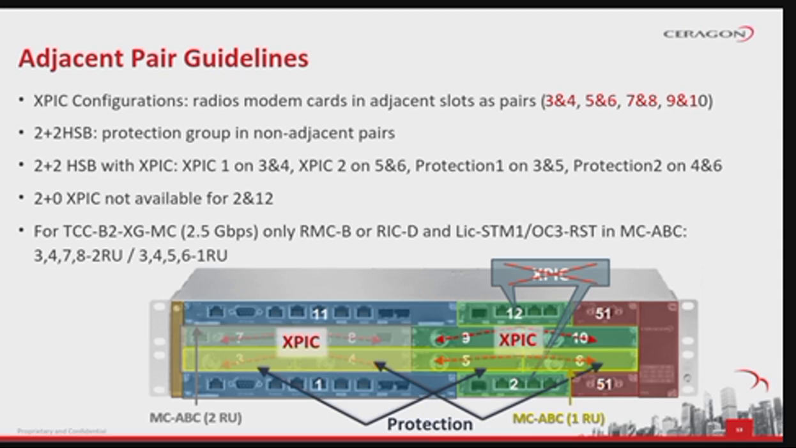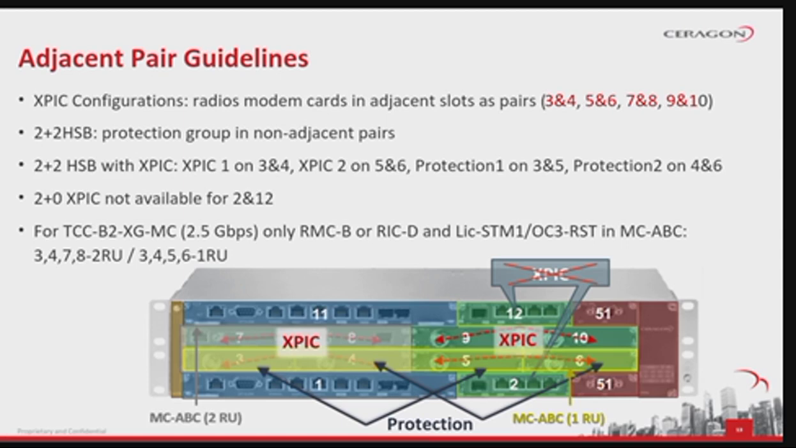When using a TCCB2X GMC in 2.5 gigabits per second mode, only the following cards can operate: RIC-D, RMCB and LIC STM1 OC3 RST cards that belong to a multi-carrier ABC group. Other types of cards, or radio cards in multi-directional mode, will not operate in these slots. Therefore, to facilitate future upgrades, it is recommended to populate these slots with RIC-D, RMCB and or LIC STM1, OC3 RST cards that belong to or may later be assigned to a multi-carrier ABC group.